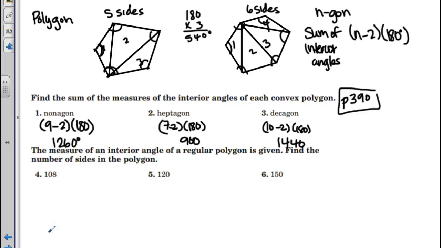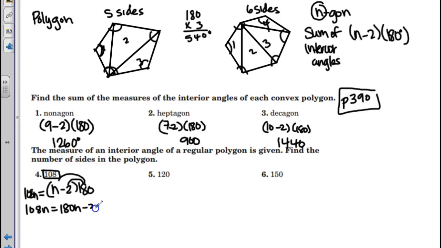The measure of an interior angle of a regular polygon is given. Find the number of sides. All right, so we know the sum looks like this. We don't know how many sides there are, but we know each angle measures 108. So we know that this is equal to 108 times the number of sides. Remember, n represents the number of sides. So 108 multiplied by the number of sides is equal to n minus 2 times 180. So 108n equals, a little distributive property here, 180n minus 360. Fun times with solving equations.